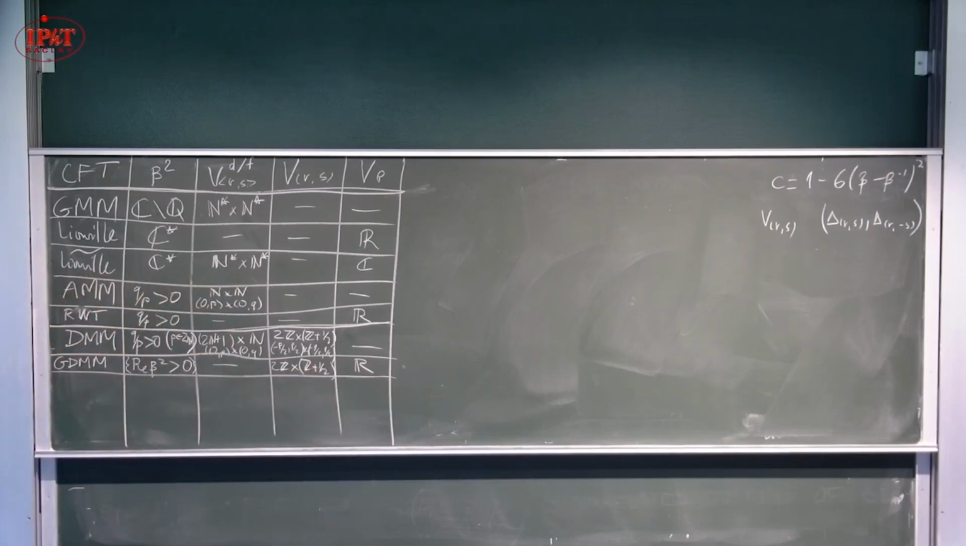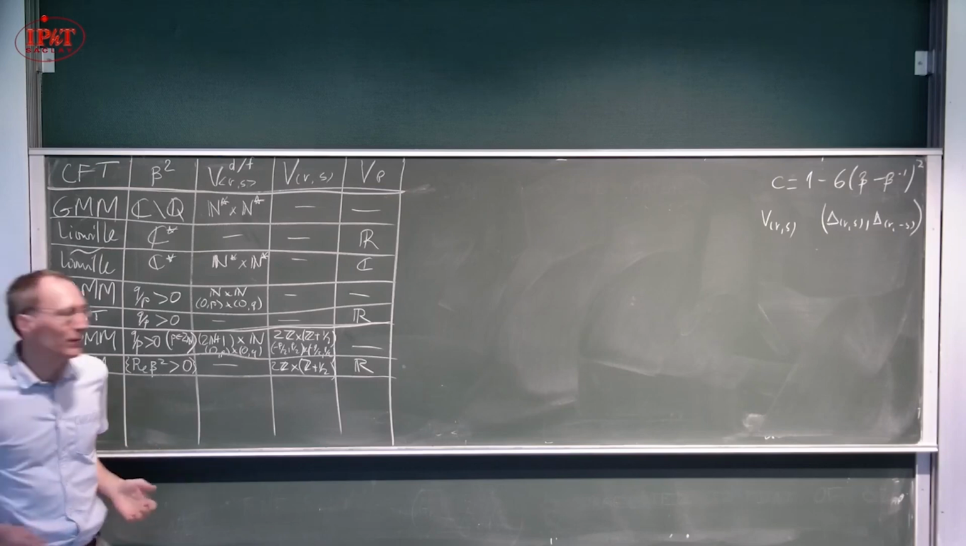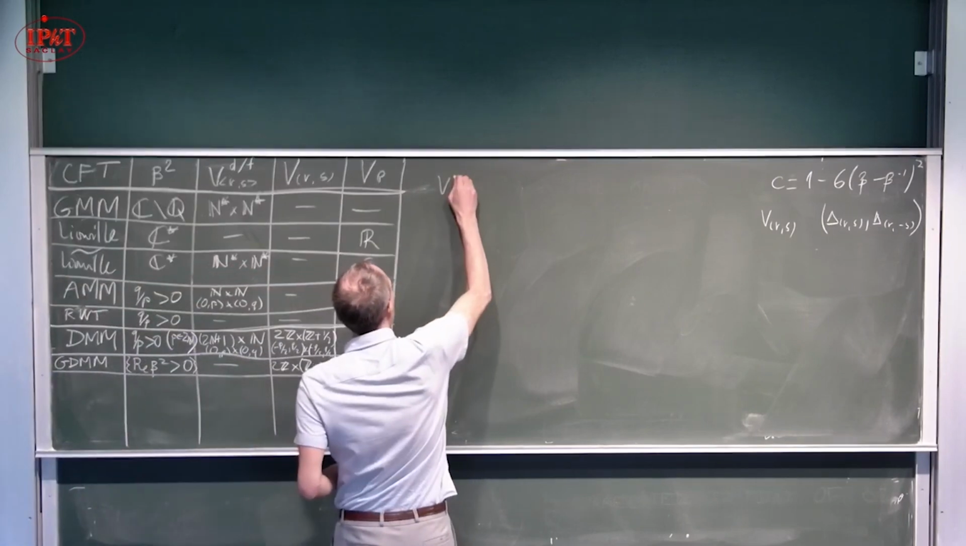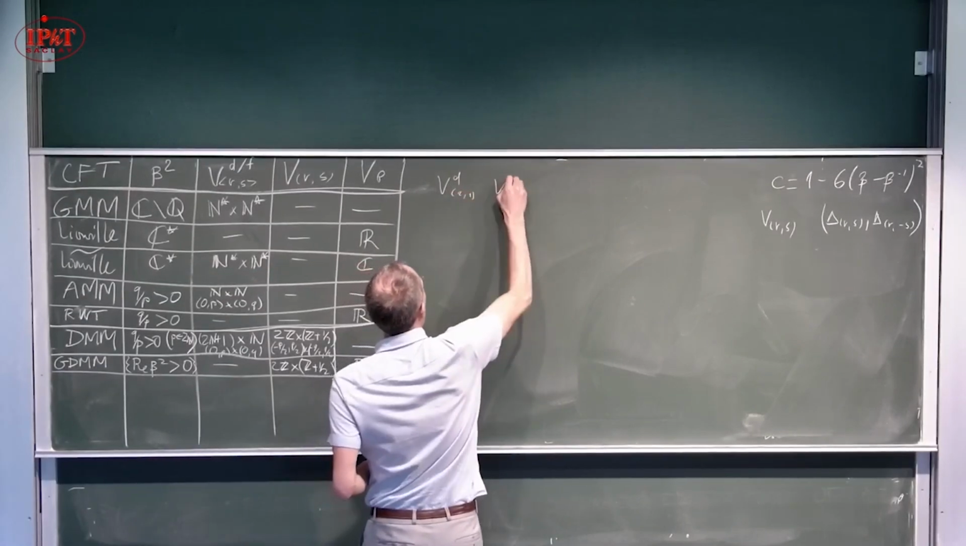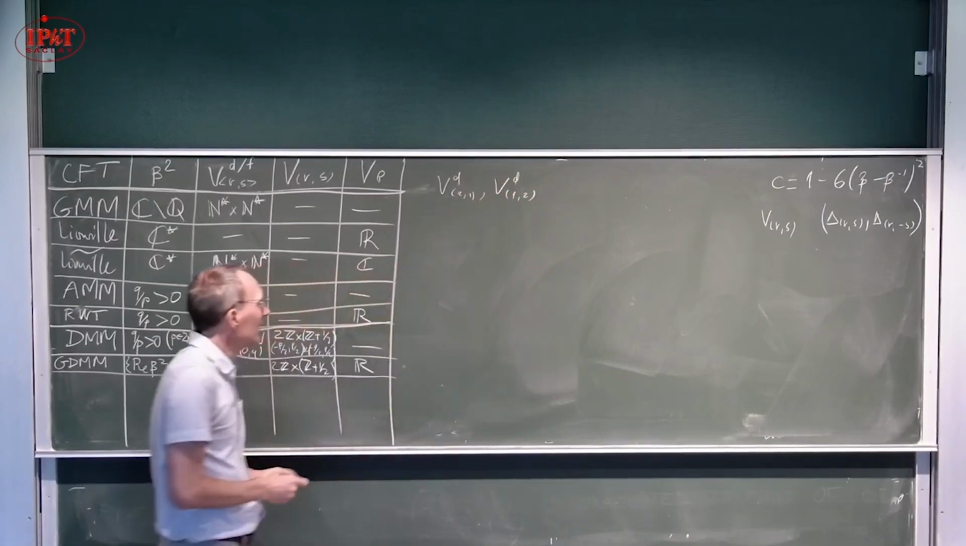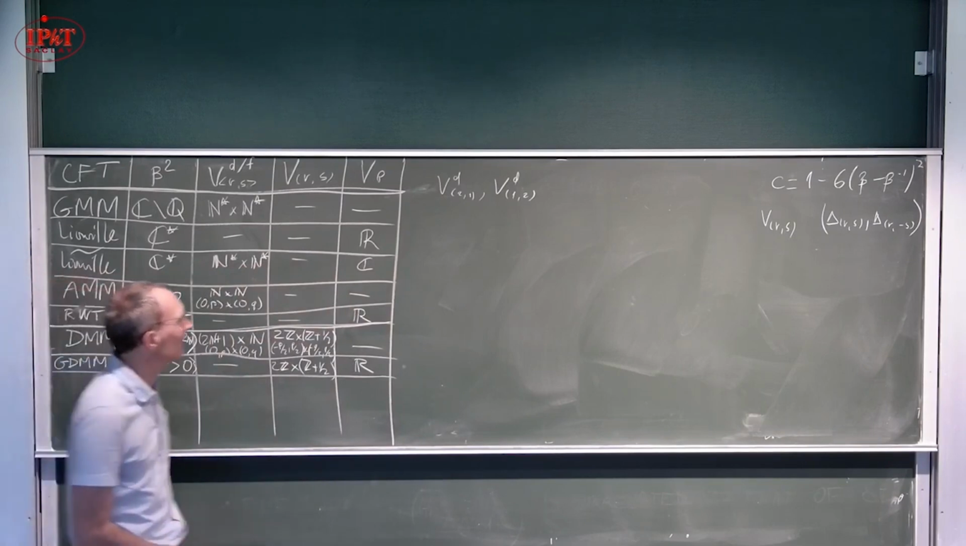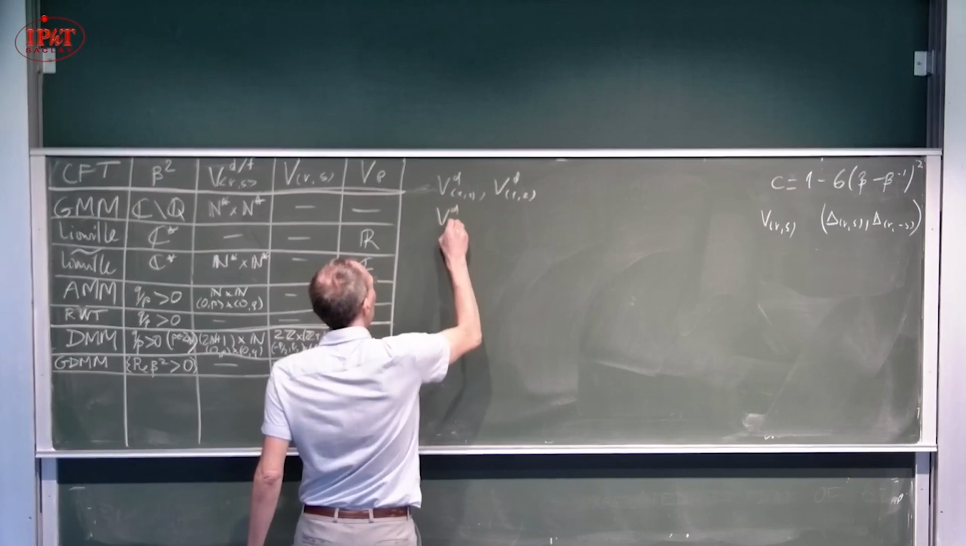Okay, so that's just the CFTs we obtained by assuming the existence of two independent degenerate fields, V_{⟨2,1⟩} and V_{⟨1,2⟩}. And now we'll discuss loop models, which are obtained by assuming we have only one degenerate field, V_{⟨1,2⟩}.